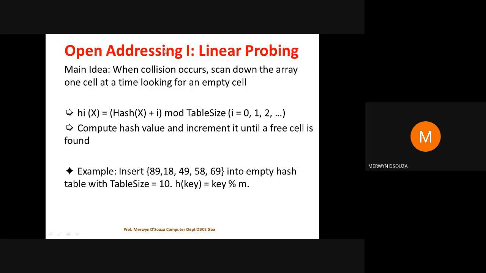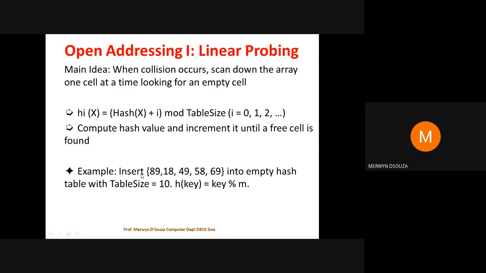So let's look at the first method. The first method is linear probing. The main idea is that when a collision occurs, you scan down the array one cell at a time, one position at a time, looking for an empty cell or empty slot. Let's take one example and understand this.